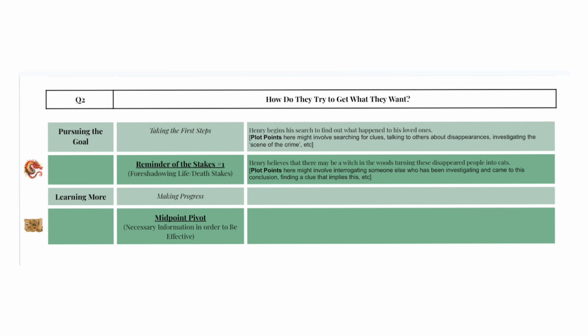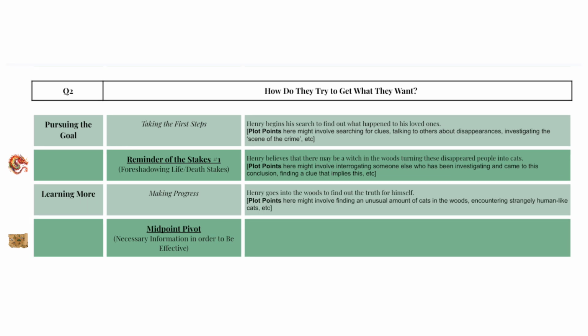Things are happening. So in our story, our protagonist is now going to go into the woods. He's going to try to see for himself if there's any truth to this idea that there might be a witch in the woods and possibly people are being turned into cats. He's going to go find out for himself. In the woods, as he goes, he's learning more. We could say he does find cats and that they do act kind of oddly, and everything is looking like, yeah, these might be people who have been magically turned into cats.